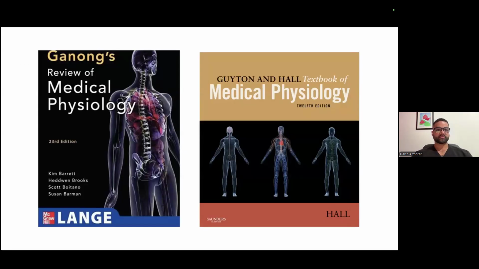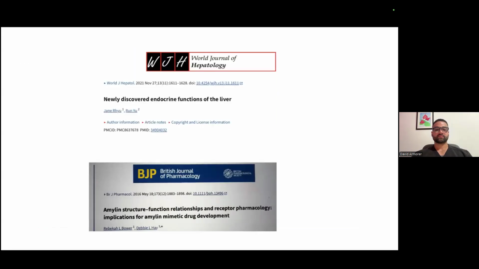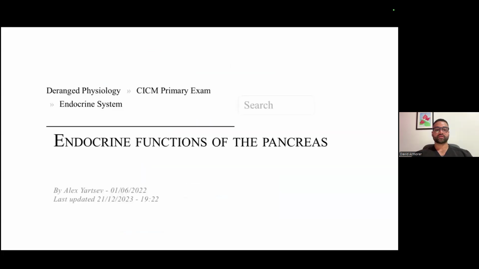So these are some of my references: Ganong, Guyton and Hall. The hepatokines were discovered in this World Journal of Hepatology, and some more stuff with the AMLN. The main bulk of the presentation came from the endocrine functions of the pancreas, which was a board exam for physiology online by Alex Yartsev. Thank you.